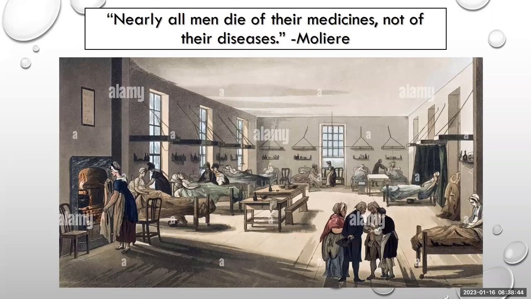Molière was a poet in the 1600s. He stated, "Nearly all men die of their medicines, not of their diseases." At this time in history, prior to Pasteur and Lister's discoveries, medicine caused as many deaths as it cured. 200 years later, hospitals were the delivery rooms of the urban poor. And in 1840, at Bellevue Hospital in New York, almost half the women giving birth contracted puerperal or childbed fever. 80% of these women died. Looking at this picture, you can see how this may happen.